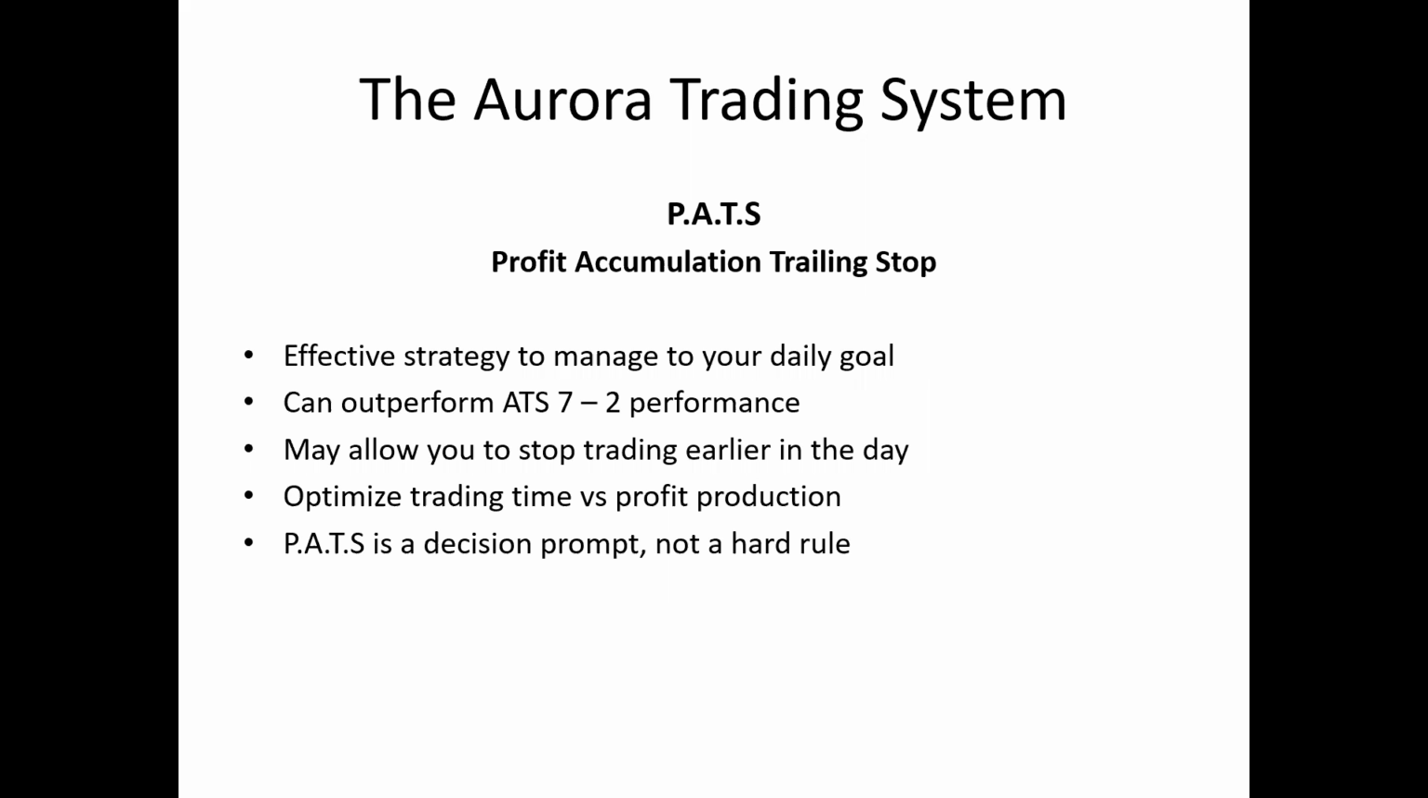So the PATS, profit accumulation trailing stop, is an effective strategy to manage towards your daily goal. So what is your desired income? Decide what that is. You have that planned in your personal trading plan. How many contracts are you going to have to trade in order to reach your desired income? How many profit points are you going to be required to achieve on a daily basis, on an average day? How does that relate to what the Aurora system is producing on an average day? So all of these are components that require some thought and planning on your part.